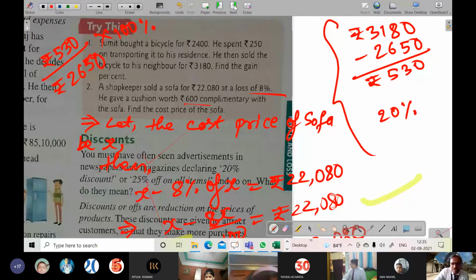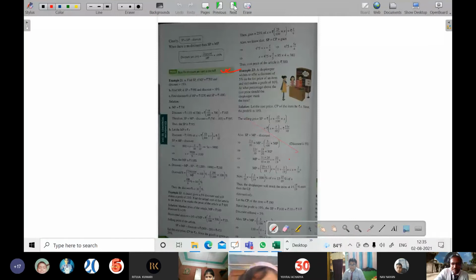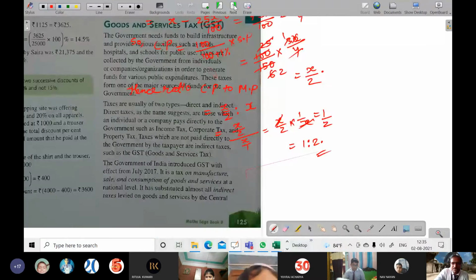Then I'll be explaining about GST today. I have a problem in 3 also. I solved but the answer does not match.